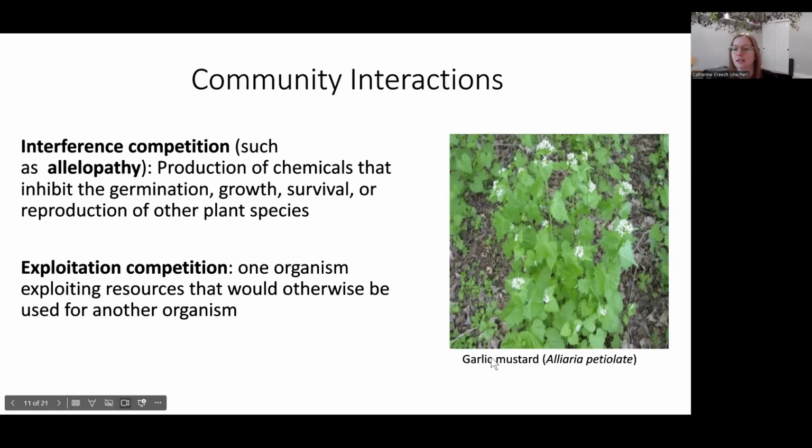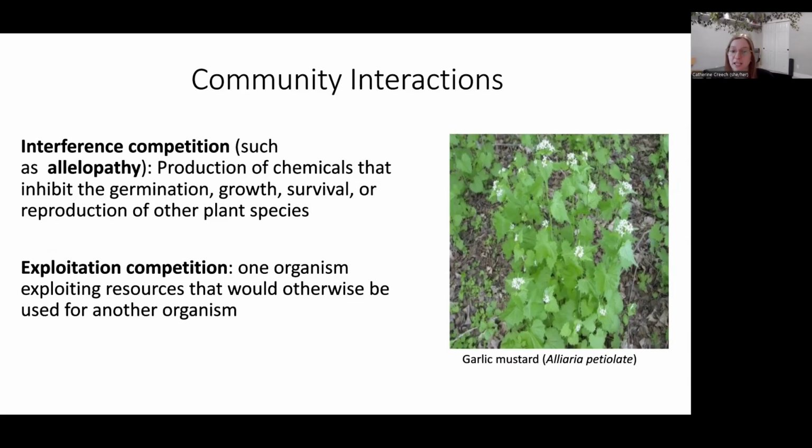Here we have an example. This is garlic mustard. Garlic mustard grows in our area. I took this picture on Kelly Butte in Portland. It's a horrible invasive, and one of the reasons it's a bad invasive is it leaches all these nasty chemicals into the soil that inhibit the germination of other seeds, and it creates a sterile soil that only the garlic mustard can grow on. So it benefits, but everybody else is harmed. And it's not actively killing the other plants, it's just interfering with their ability to survive. So it's not forcing them out, it's just making it a less desirable, less hospitable place.